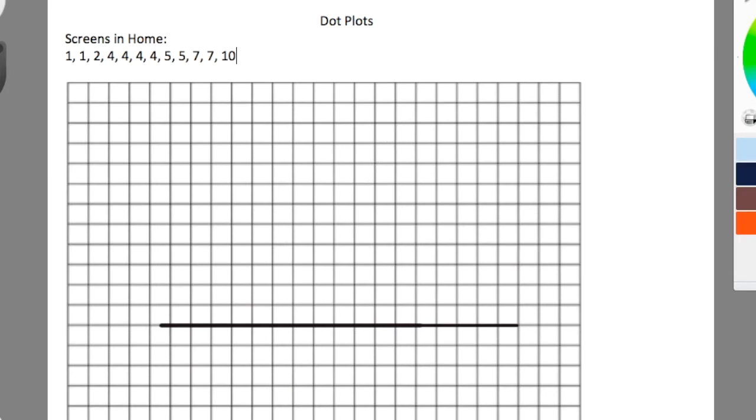So with these dot plots, what you're going to have to do first is always remember to write your label of what it is that you're displaying. So right here, I went and surveyed 12 students to see how many screens were in their home. So that includes iPads, smartphones, TVs, things like that. And these were the 12 data points I got.